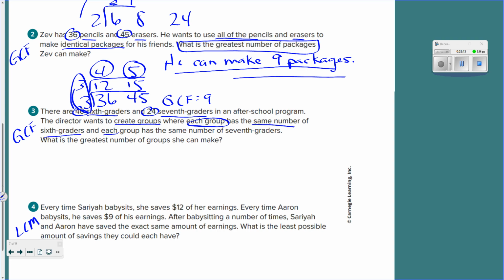So I've got 40 and 24. Can I divide those by 2? Yes. It's going to be 20 and 12. Can I divide those by 2? Yes. It's going to be 10 and 6. Can I divide those by 2? Yes. It's going to be 5 and 3.